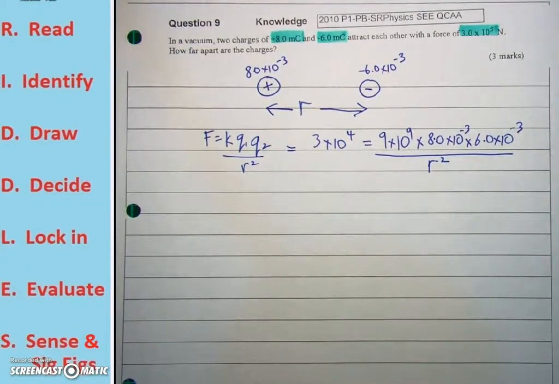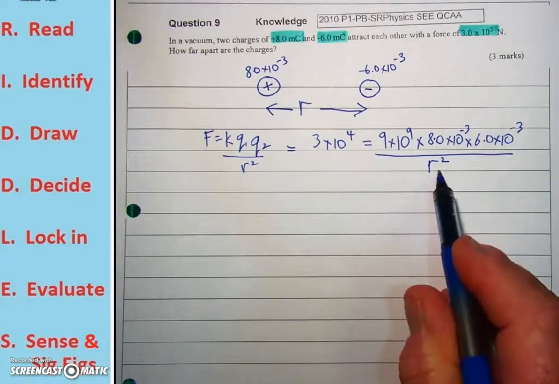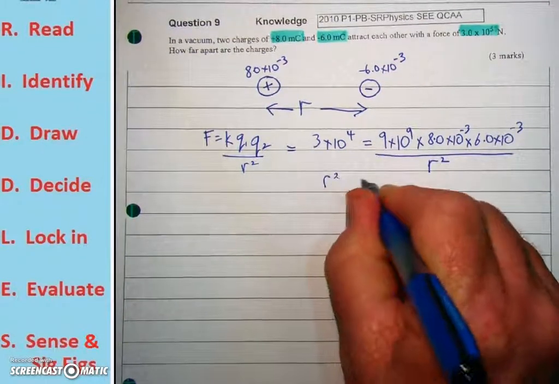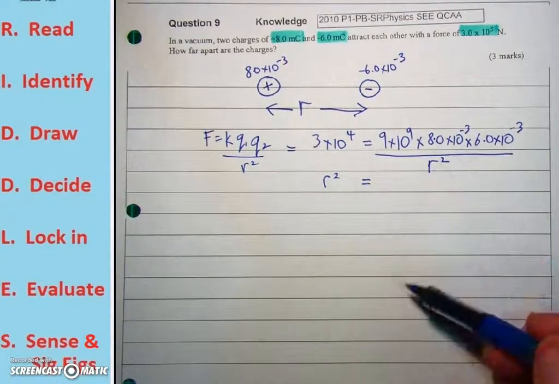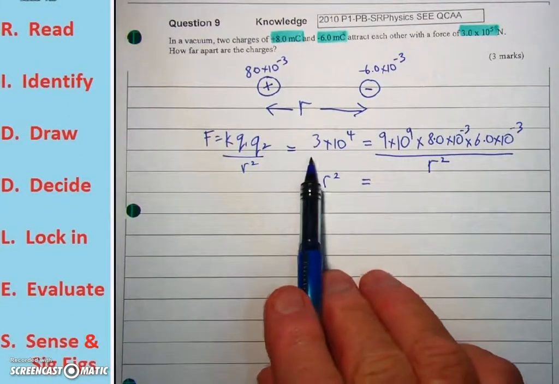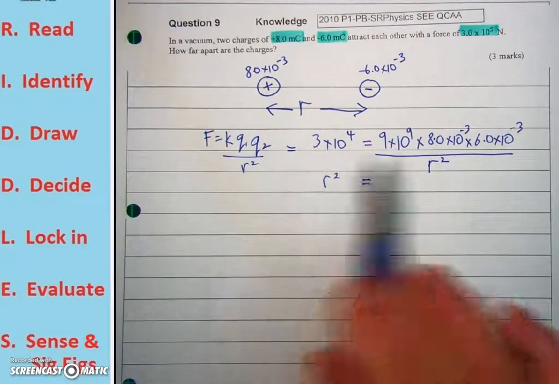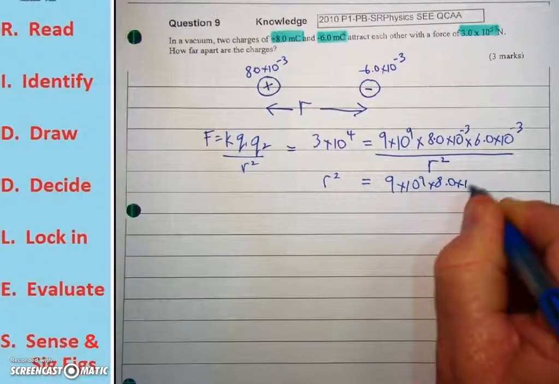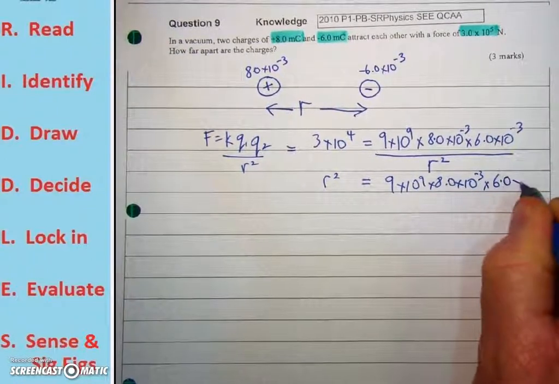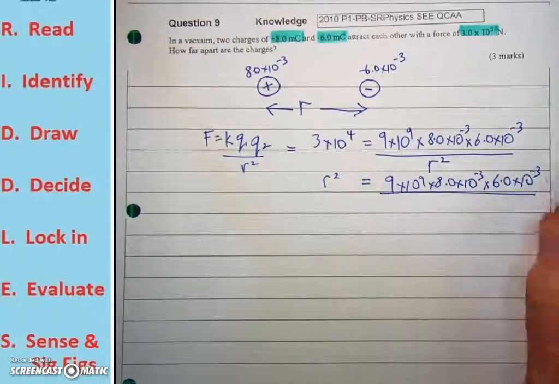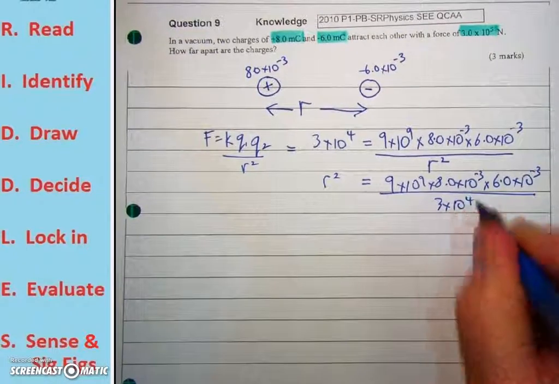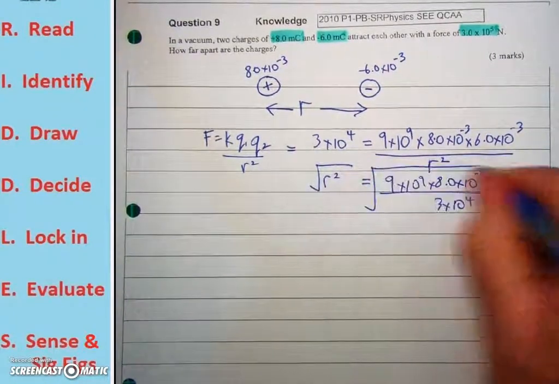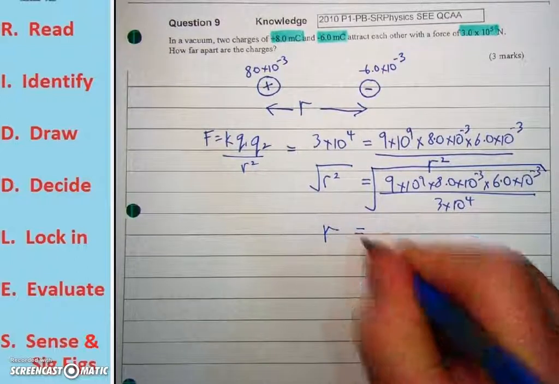It's now a matter of transposing that equation. Multiply both sides by R squared, so I get R squared on the left hand side, and R squared cancels out on the right hand side. Divide both sides by 3 by 10 to the 4, which cancels out on this side. So we get 9 by 10 to the 9 multiplied by 8.0 by 10 to the -3 multiplied by 6.0 by 10 to the -3, and divide through by 3 by 10 to the 4. The next step is to take the square root of both sides, and so therefore R equals.